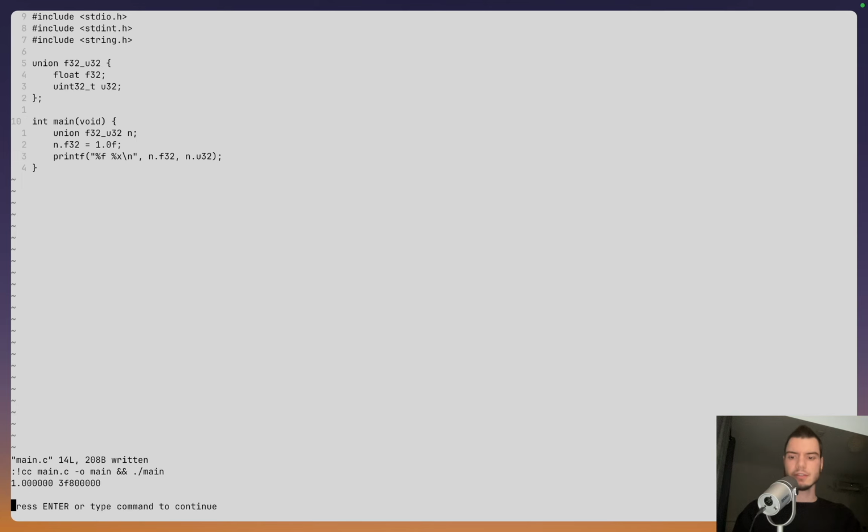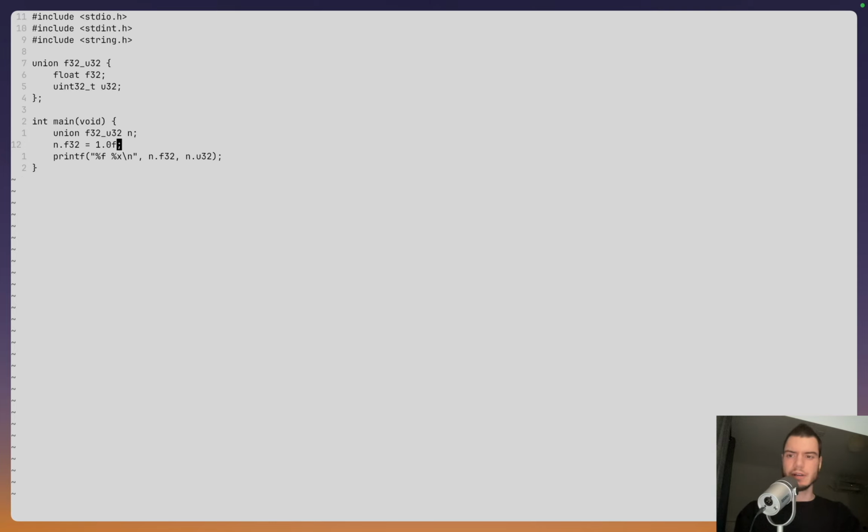So let's just print that. And again, we get the same value. All right, so let's actually have a look at this value. For the floating point value 1, we get an unsigned integer value where a couple of bits in the higher order bits are set.